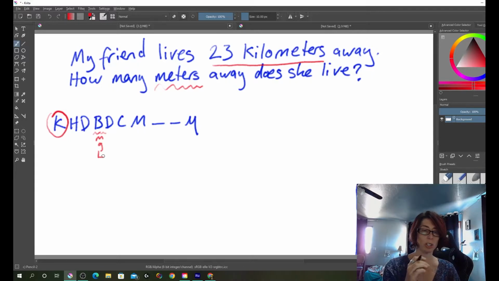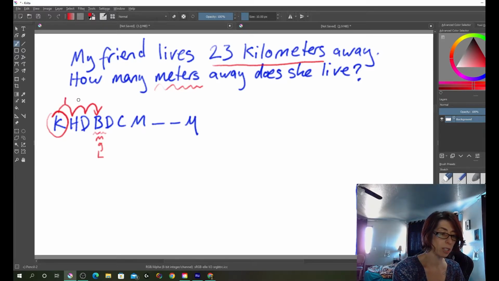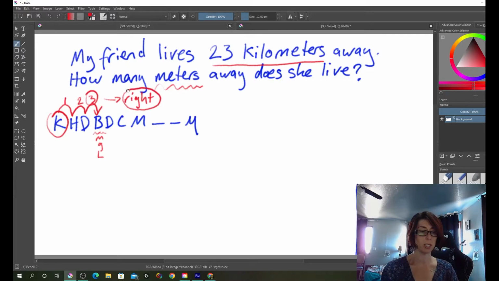All right, so we are starting at kilometers, and what we want our answer in is meters. How many times do I have to jump? We've got to jump 1, 2, 3 places. Meters is 3 units away from kilometers. So I had to jump 1, 2, 3 units to the right. So that's the number of jumps, and that's the direction of the jumps. We need both those pieces of information.